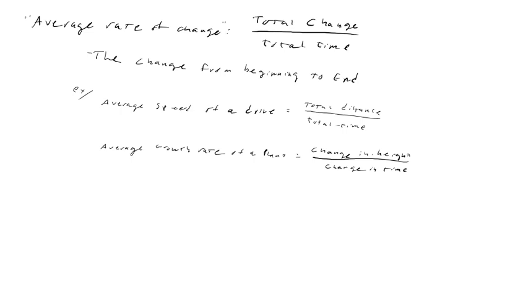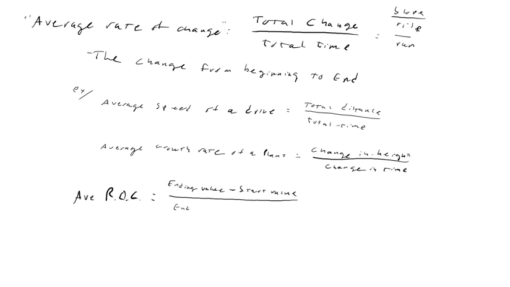And so the formula for your average rate of change is like the formula for slope. Again, we're finding a slope, rise over run. So your formula, average rate of change, I'm going to call it ROC, rate of change, is the ending value minus the start value divided by the ending time minus the starting time.